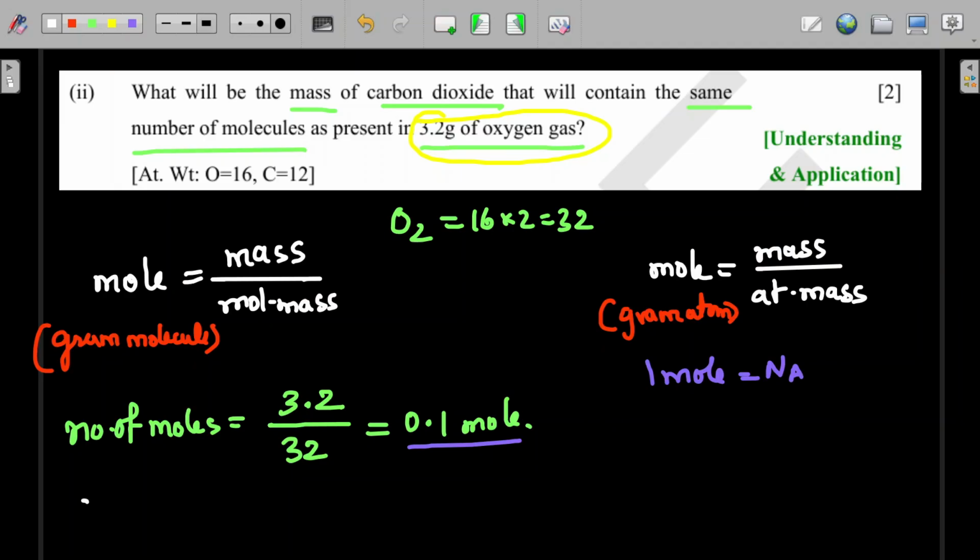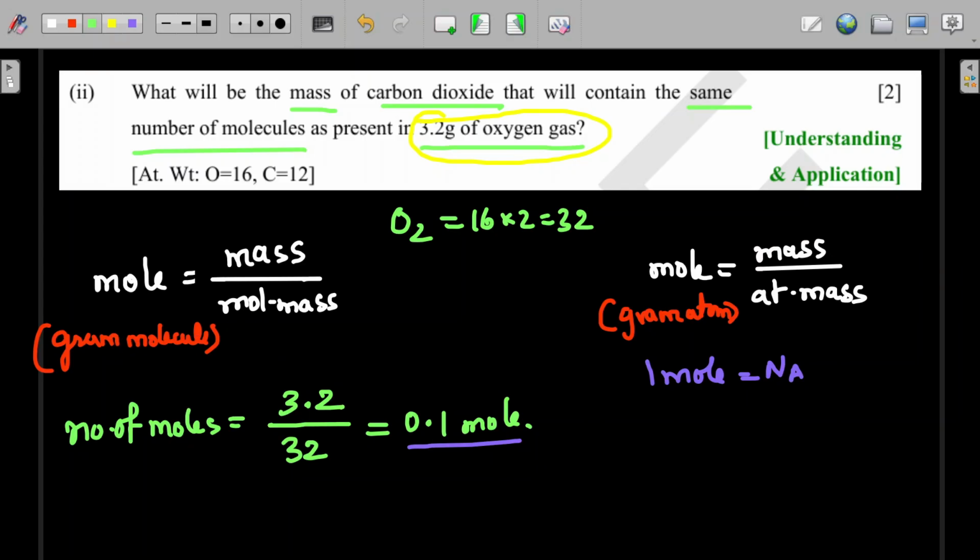Now you have to find the molar mass. Tanisha, can you repeat your question? Do we have to find the molar mass of carbon dioxide? Yes, we have to. And then we have to multiply it with the number of moles of oxygen, whatever you found. So here the same formula you can use.